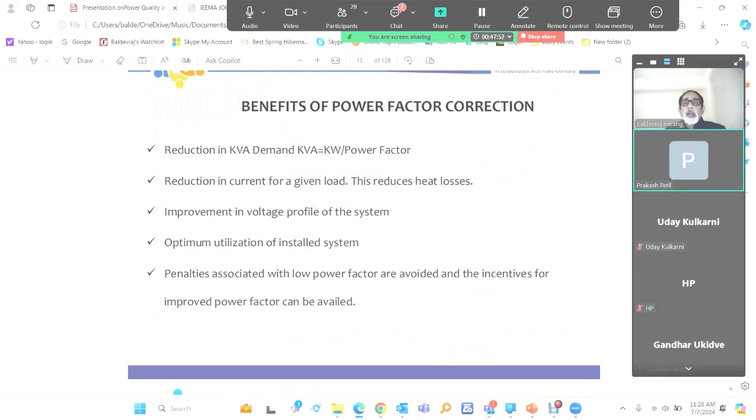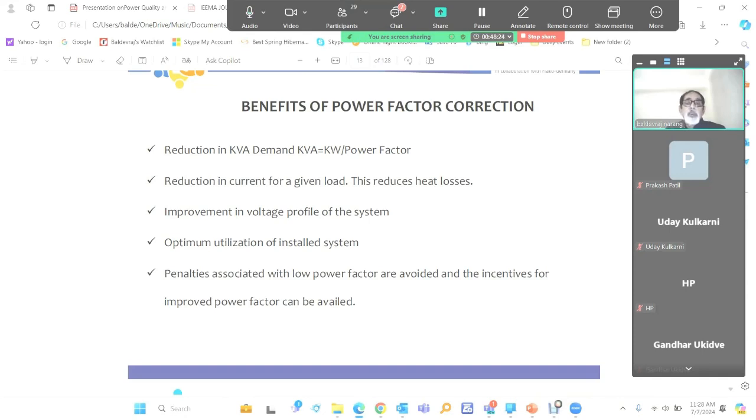Then we have a few benefits of power factor correction, which I will again briefly describe. Although most people must be aware, the kVA demand is reduced when we have power factor correction, as we have seen in the second slide. Then the current is also reduced. Suppose we have a power factor of 0.8 and we correct it: 20% of the current is reduced, 20% of the demand is reduced, and it also reduces the losses.